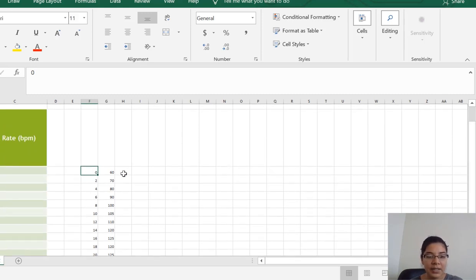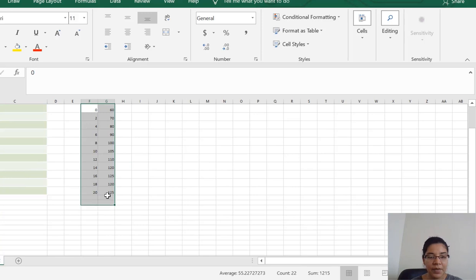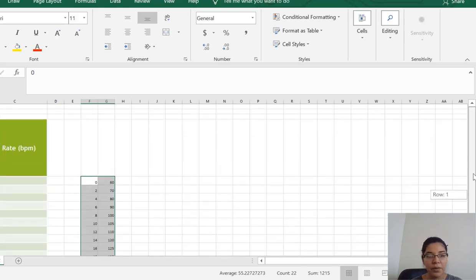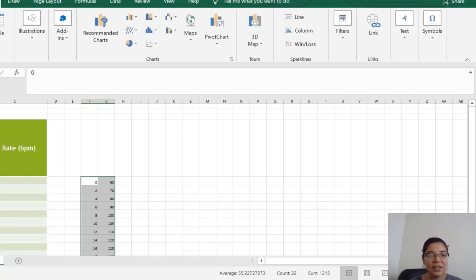I have 0 minutes, 60 beats per minute. 2 minutes, you have 70. 4 minutes, you have 80, etc. So I'm going to highlight here, and if you already know how to graph in Excel, beautiful. You don't have to look at this one. So I'm going to insert.